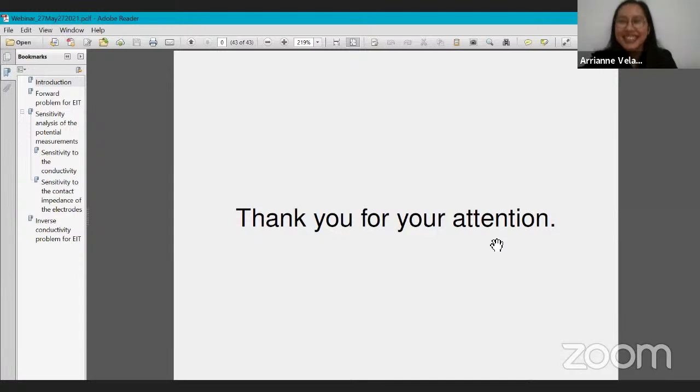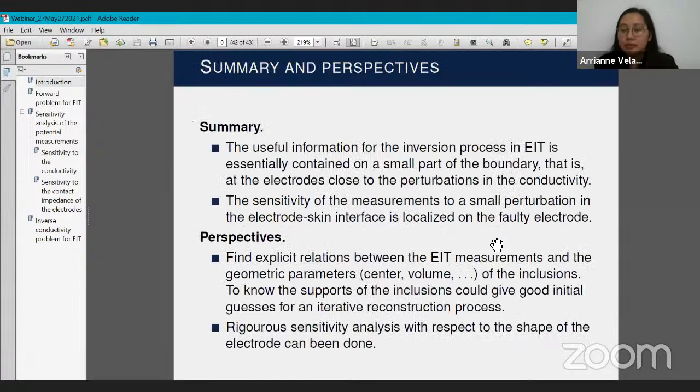Hi. So thank you for your presentation. Can you give sort of an application of the sensitivity results in the context of medical application?